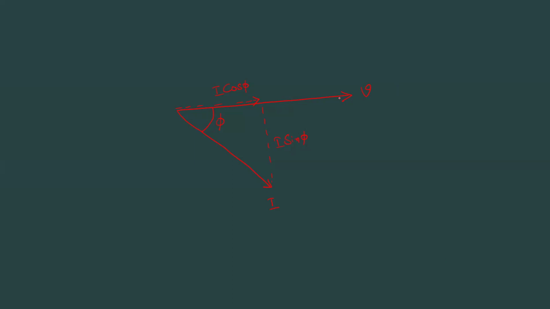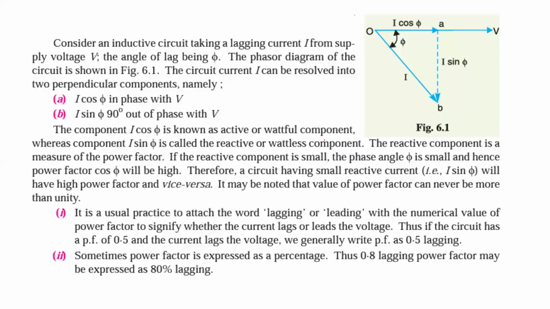I took voltage as reference. It's a lagging load, so the current lags by an angle phi. I want to produce two current components, I cos phi and I sin phi. That's it. Observe this diagram: I cos phi, I sin phi. I cos phi is in phase with voltage, and I sin phi is 90 degrees out of phase with voltage.